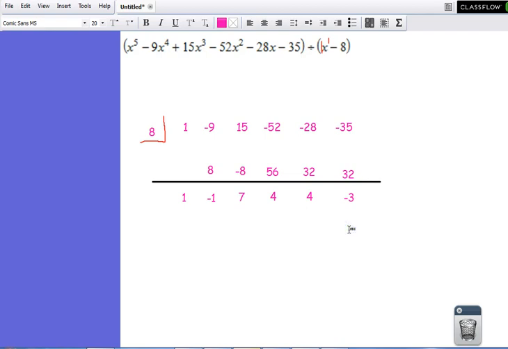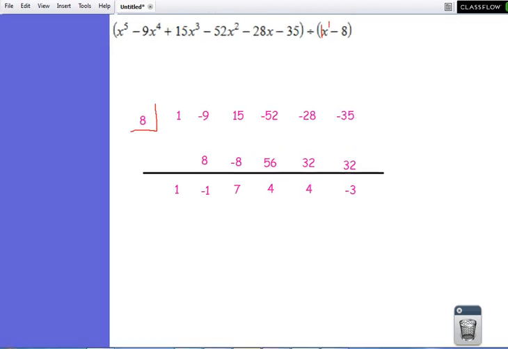Is this a factor? That means what I'm asking is, does x minus 8 divide evenly into that polynomial? And the answer is no. Why not? Very simply put, I've got that number right there. That number is a remainder. If that number is any number other than 0, then something isn't a factor. Like, why isn't 7 a factor of 24? Because when you divide 7 into 24, you get 3 and then 3/7, which isn't going to work.